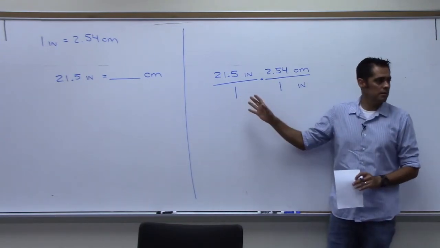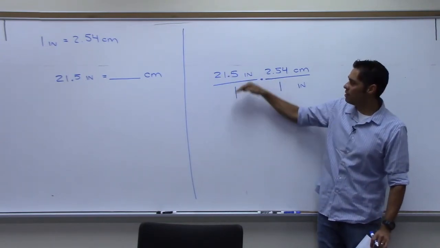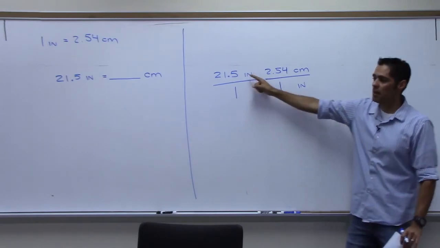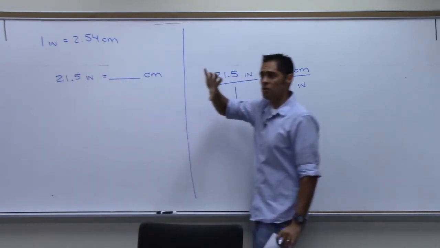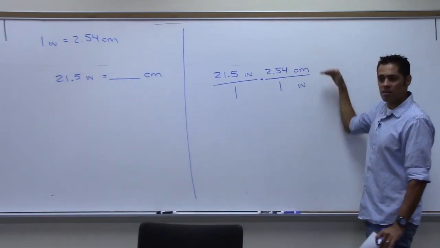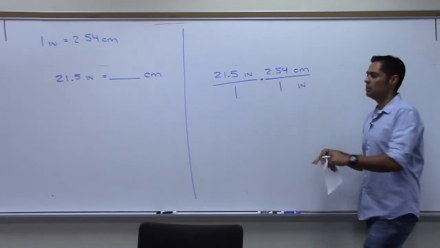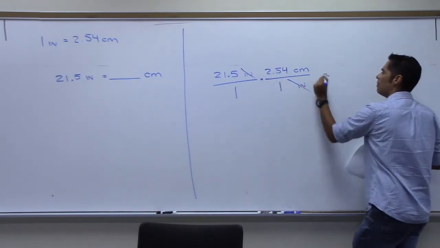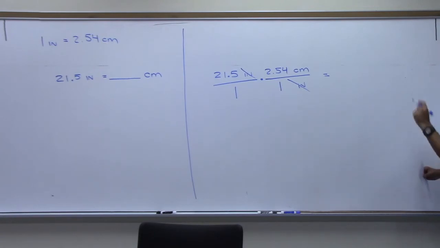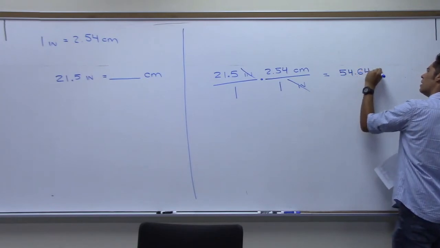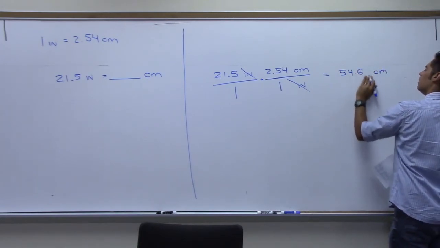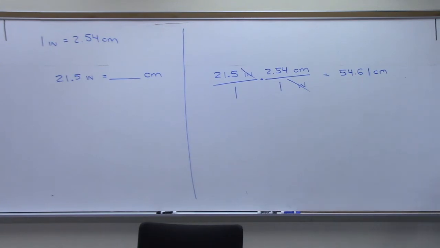Do y'all follow what I did here? This is what I was interested in, so I wrote it as a fraction. I know I want to go from inches to centimeters, so I came up with what we call a conversion factor. This is it right here. I wrote it as a ratio, as a fraction, putting centimeters on top of inches so that my inches will kill off. Inches go away, and I'm left with what? What is that on your calculator? 54.61 centimeters. That's what we're getting.